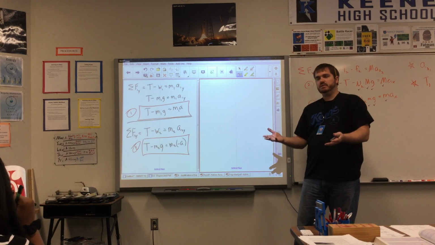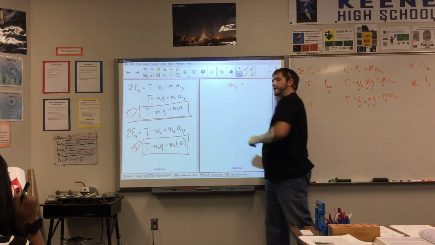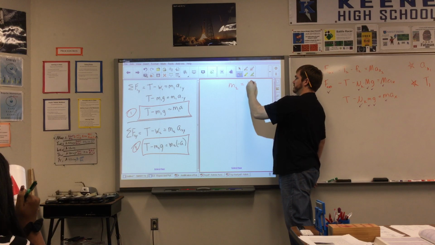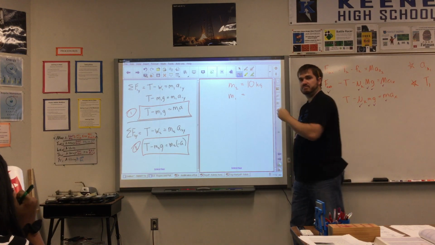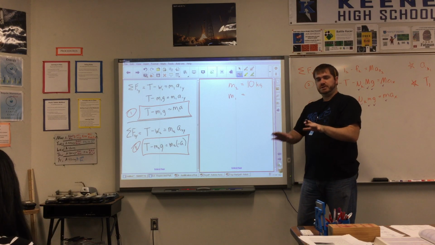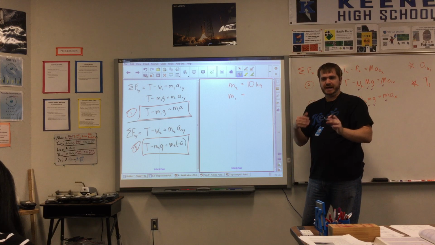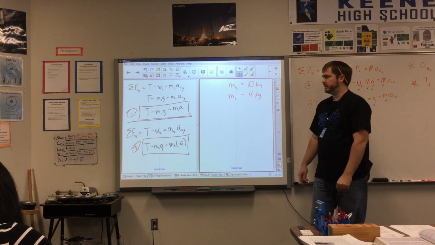We need mass 2 to be larger than mass 1. So mass 2, 10 kilograms. Mass 1, 5. Let's make it 4, because 5 is when you get half, stuff like that, so it's a little less than half, 4 kilograms.